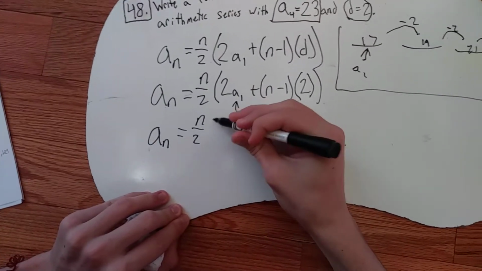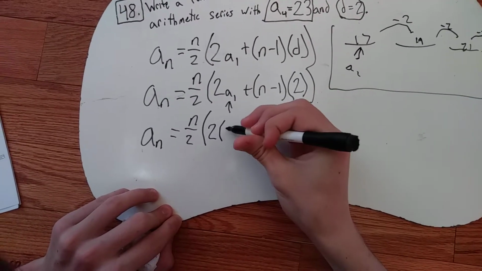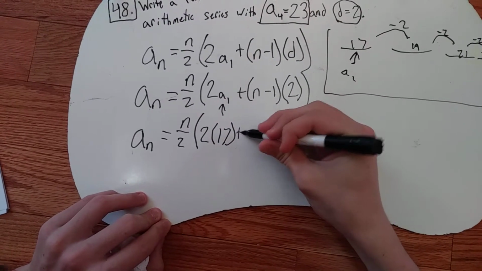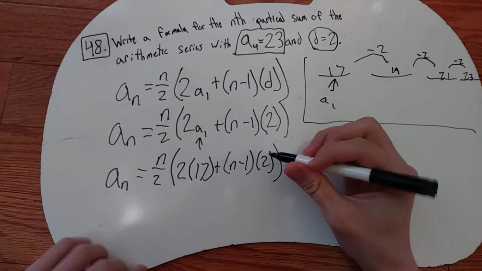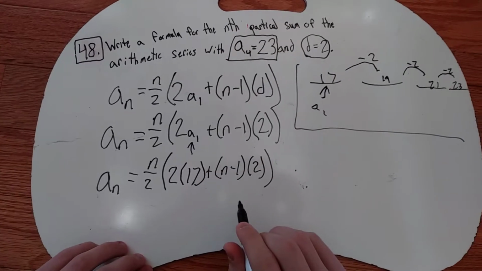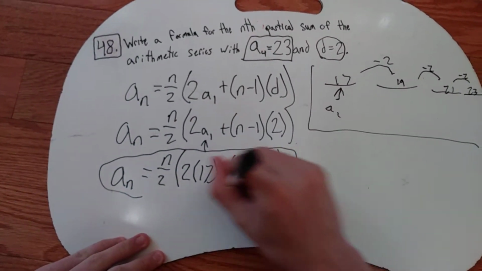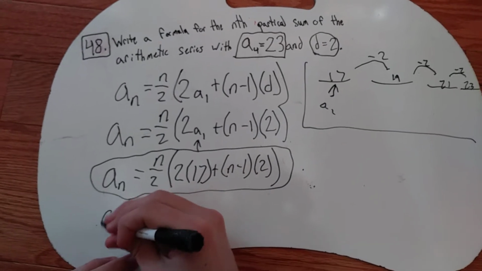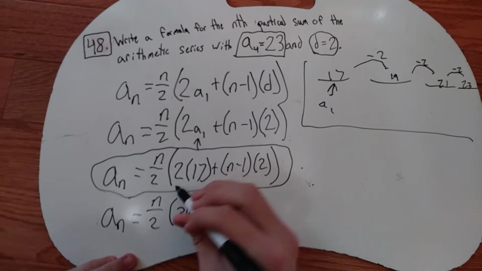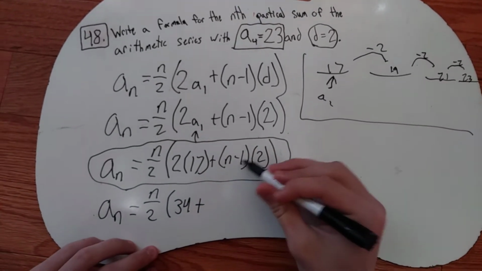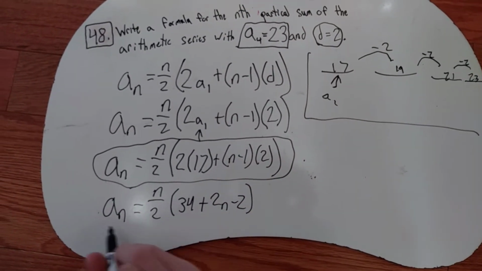So if we put that back in the problem, a sub n equals n over 2 times 2, the a sub 1 is 17. So you just plug it in right there, plus n minus 1, and the d value is still 2. This is a combination of 48 and 49, correct? No, this is just 48. Just 48, I understand it. But now I can understand 49 because of this. Exactly. This could be your n value. Or you can continue down and go n over 2 times 34. Oh, I see what you did. Exactly. And then if you wanted to distribute these, it would be 2n minus 2. And that could also be an n1.